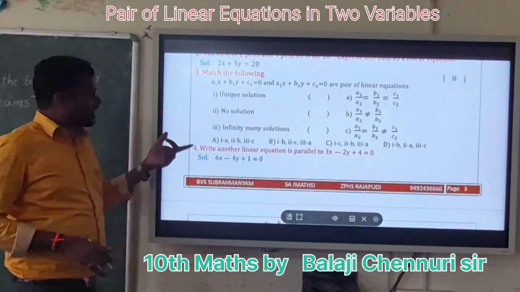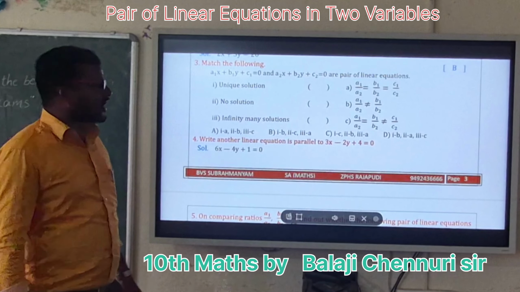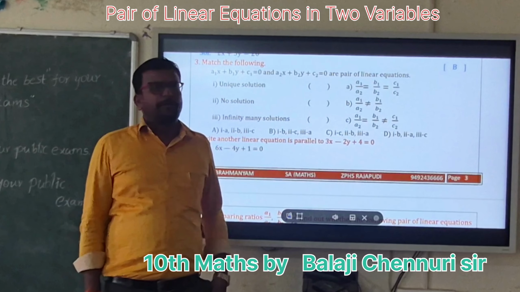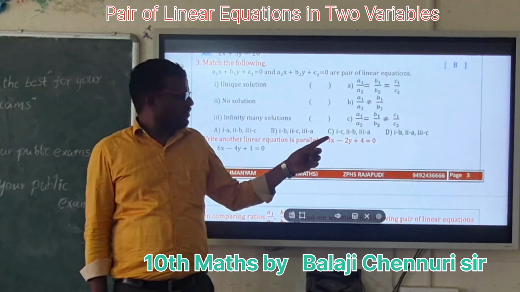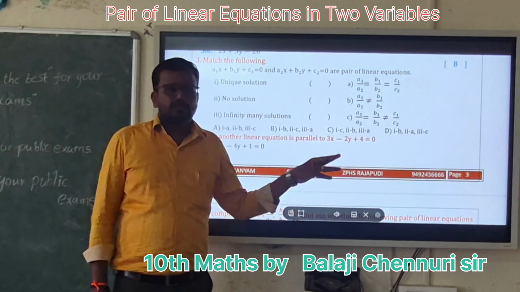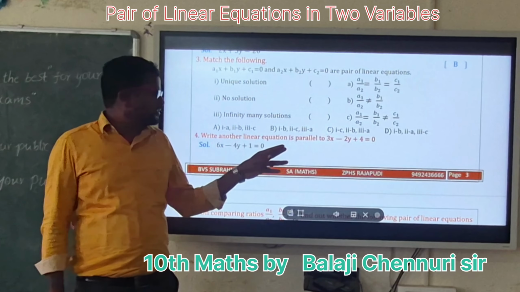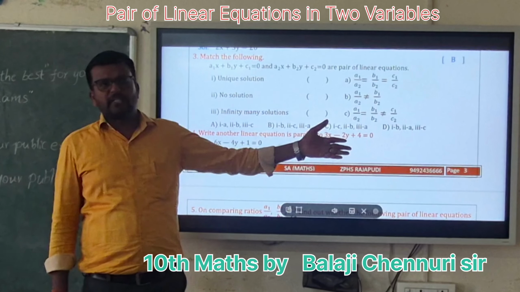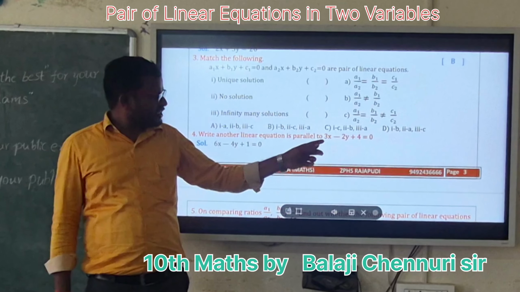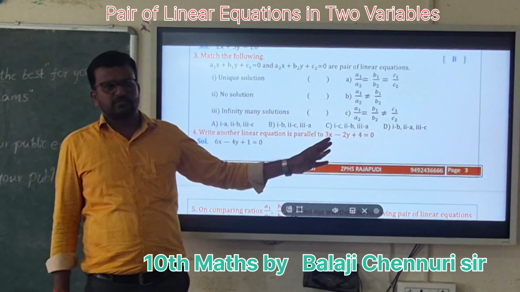Write another linear equation which is parallel to 3x - 2y + 4. They have given one equation, and we have to write another equation which is parallel to the given equation 3x - 2y + 4. So 3x - 2y - 4 = 0, or 3x - 2y + 1 = 0.